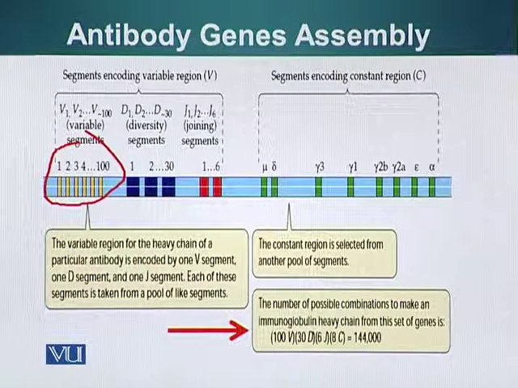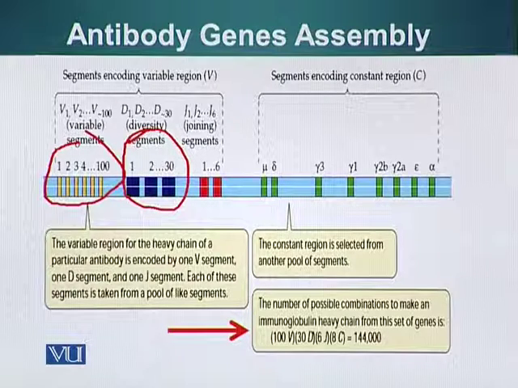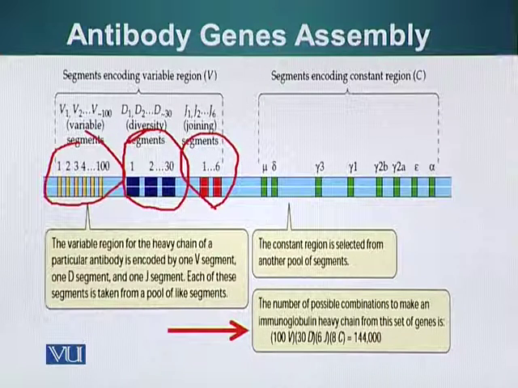It will be joined by one of the D segments. We have 30 D segments all the way from 1 to 30. One of these D segments will be picked. One of the J segments will be picked out of the 6 we have in this J pool. So we have 3 pools with different numbers of segments.